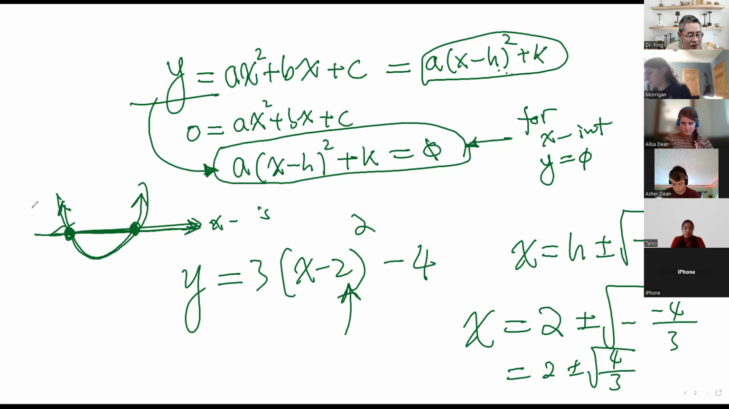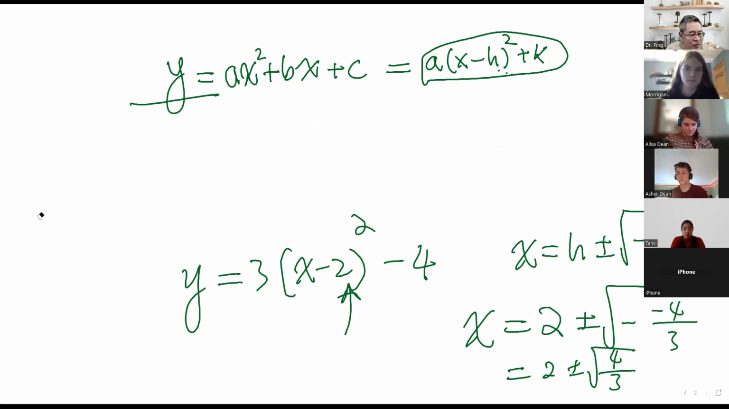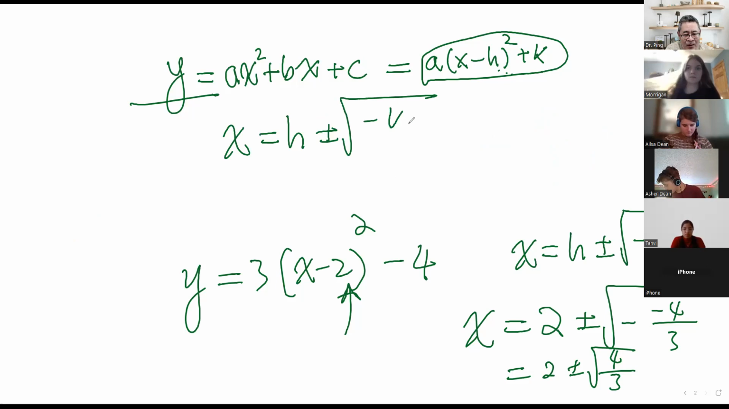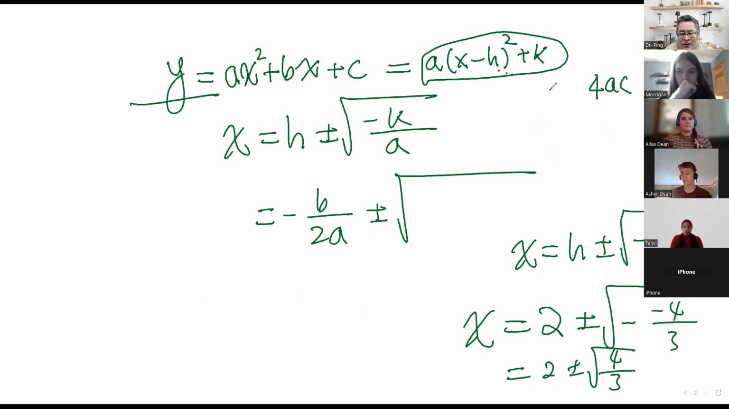What happens if we don't? If we only know the standard form? Now that's where the vertex formula comes into the picture. We know our x-intercept point is h plus minus the square root of negative k over a. Okay, now we're going to plug in our h and k. So our h we know is minus b over 2a, plus minus, and our k is (4ac minus b squared) over 4a. So therefore, minus k will be equal to (b squared minus 4ac) over 4a, right?